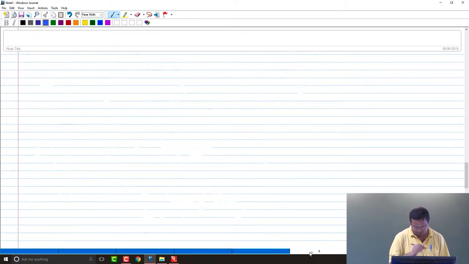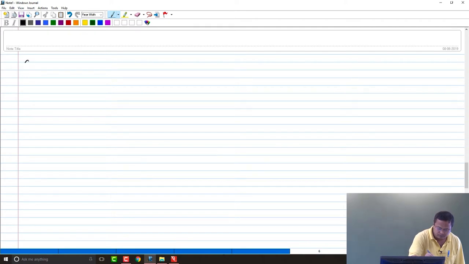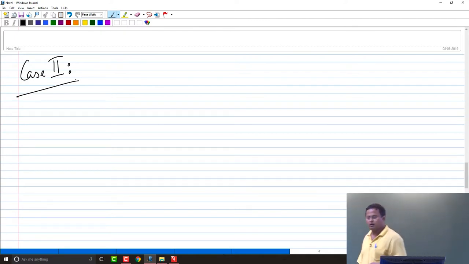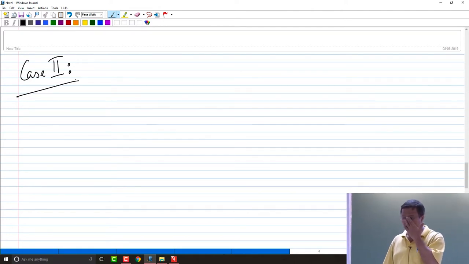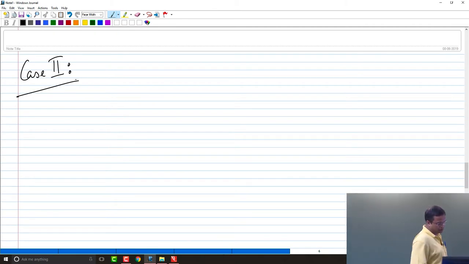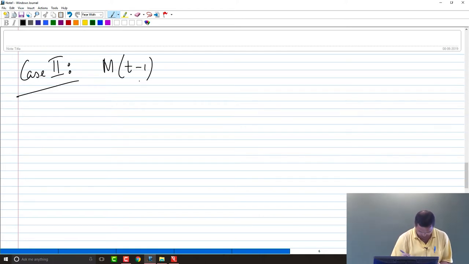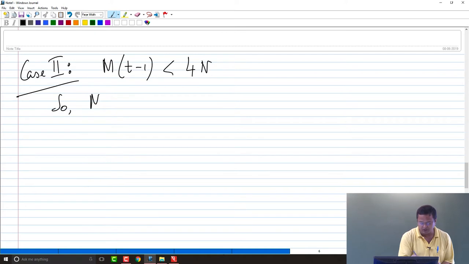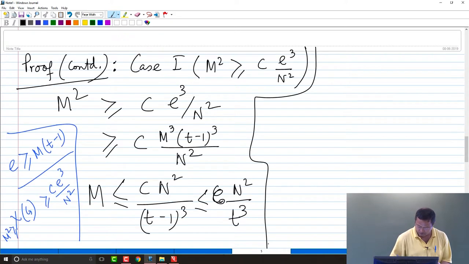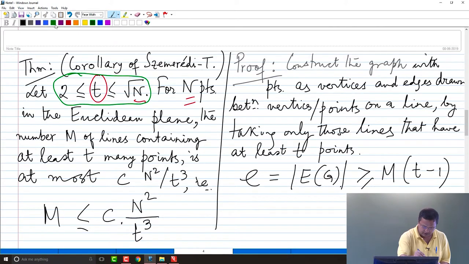Let us do now case 2. So, you think of the edges as equal to m into t minus 1, no? Now, let us do case 2. So, case 2 is about the number of edges E less than 4n. So, it is m into t minus 1, which is going to be less than 4n. So, now you invoke this condition that I said.